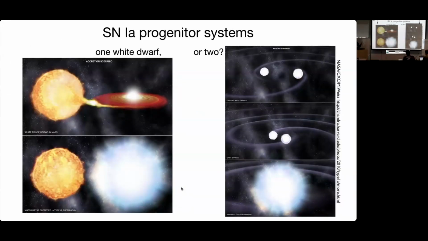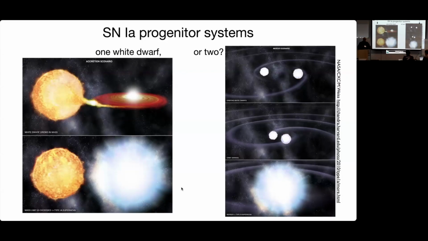Okay, so normally if you go to a conference, especially maybe 15, 20 years ago, this would be the big question. Okay, we know it's a carbon oxygen white dwarf that explodes. The big question is, what is the companion? Is it a normal star that donates material, or is it another white dwarf? Okay, and so these were the kind of standard pictures. This was the most standard picture. In fact, the most standard picture is that this companion star should be a red giant, right?